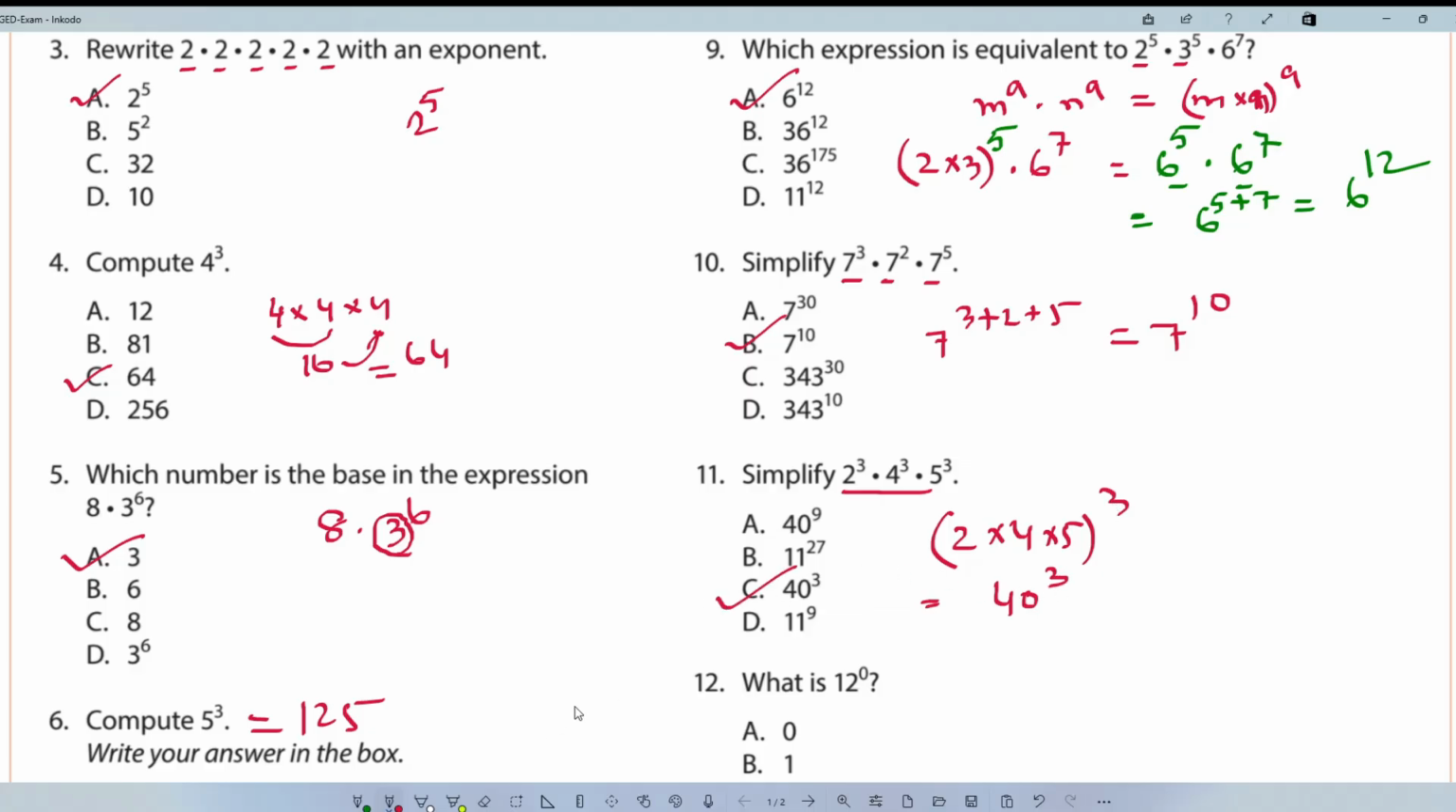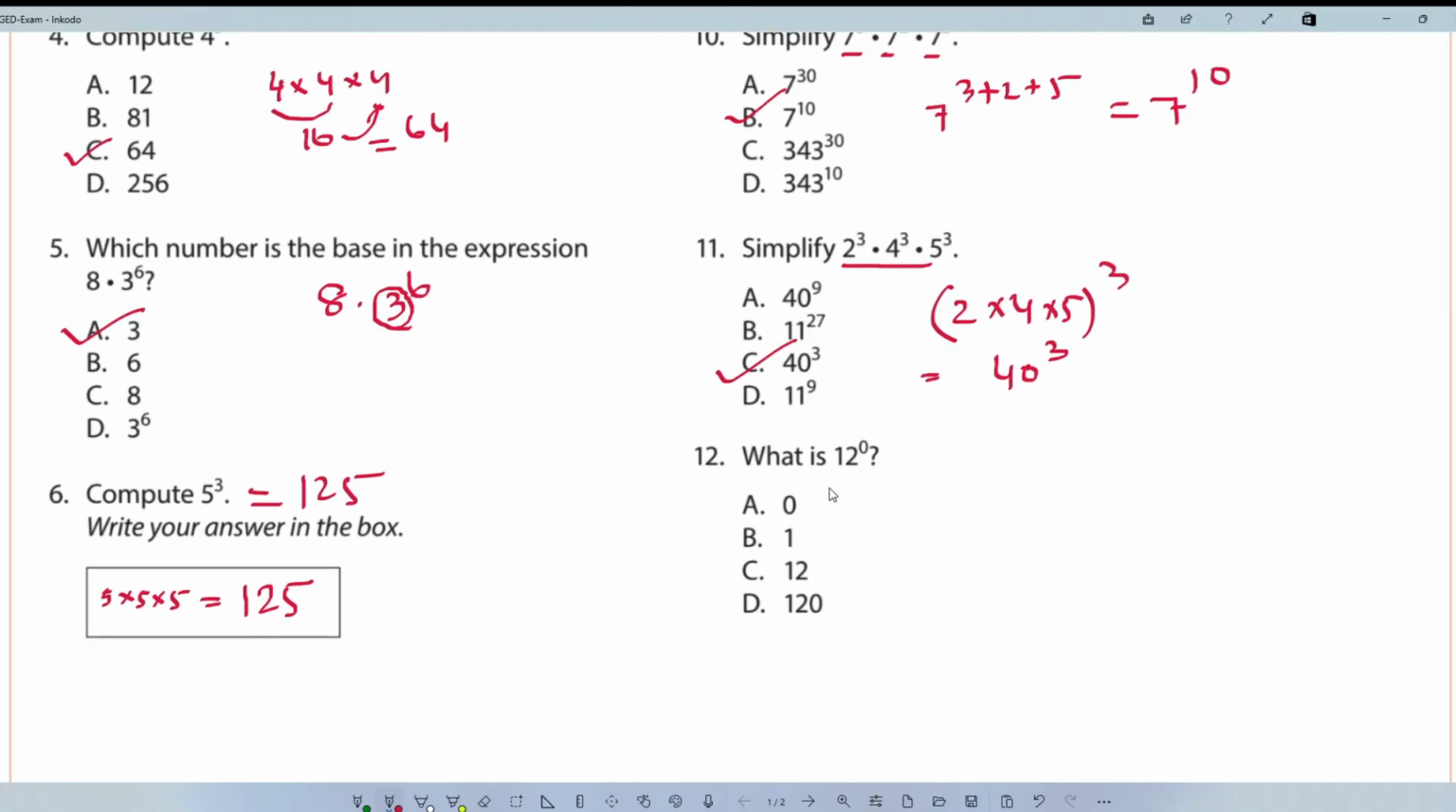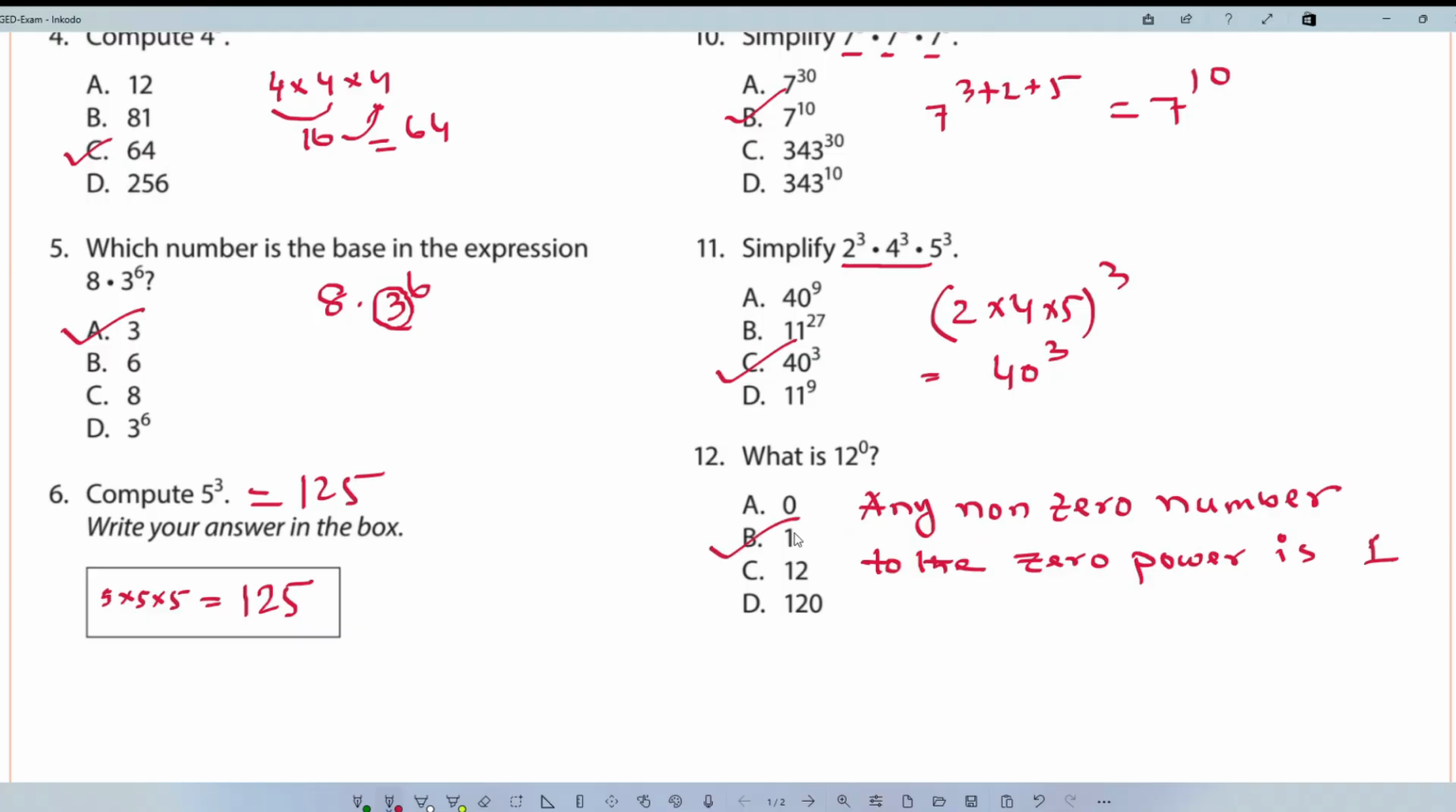Okay, look, what is 12 to the power 0? 12 to the power 0. Look, we know any non-zero number to the 0 power is 1. So 12 to the power 0, or any kind of non-zero number with power 0, becomes what? 1. Okay, number B.